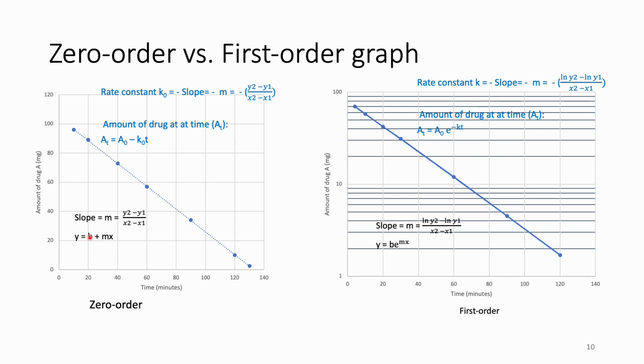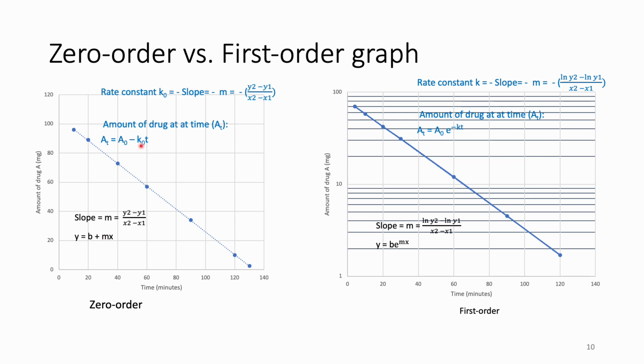B is the intercept where the line cuts the y-axis. So it's equal to the maximum amount of drug in the plasma, which we represent with the symbol A0, similar to B. A0 is the maximum amount of drug in the plasma.